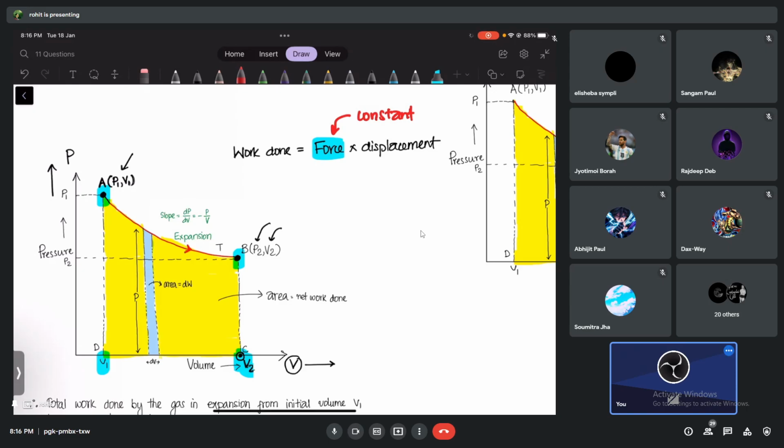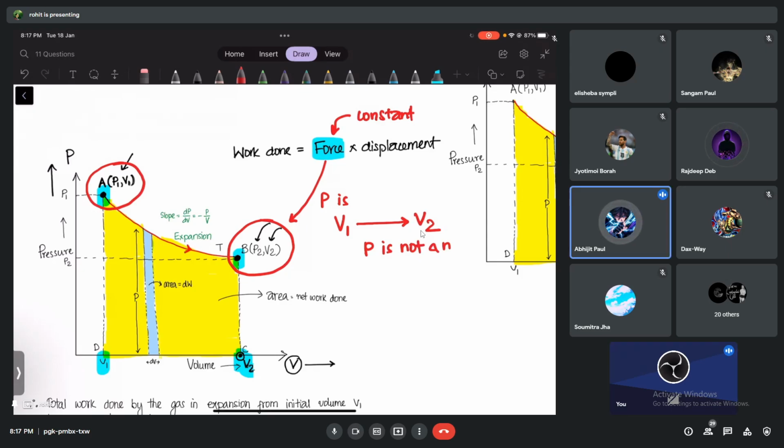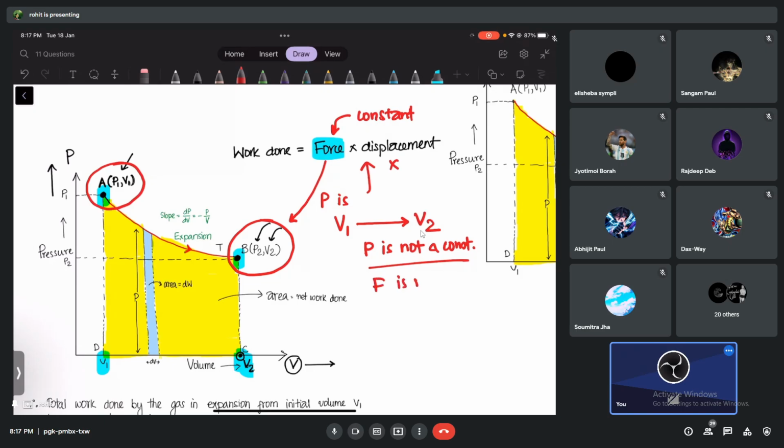Now think, do you agree with me? If I take the gas from pressure P1 till I reach a pressure P2, tell me, the force applied by the gas will remain constant or not constant? The pressure is not a constant. So from which volume to which volume? Starting from volume V1 to V2. The pressure is not a constant during expansion from V1 to V2. That means I cannot apply this formula, because if pressure is not a constant, then force also is not a constant. The force is going to continuously change.